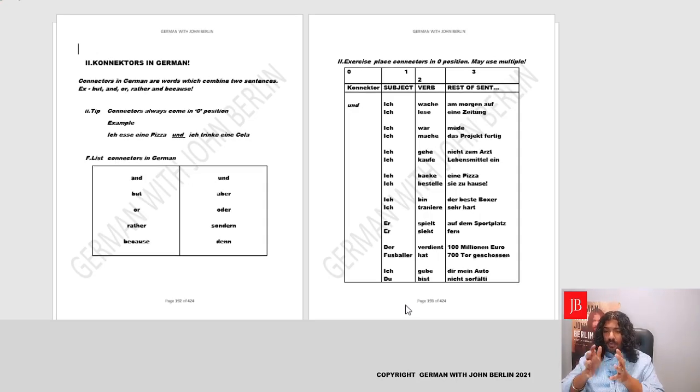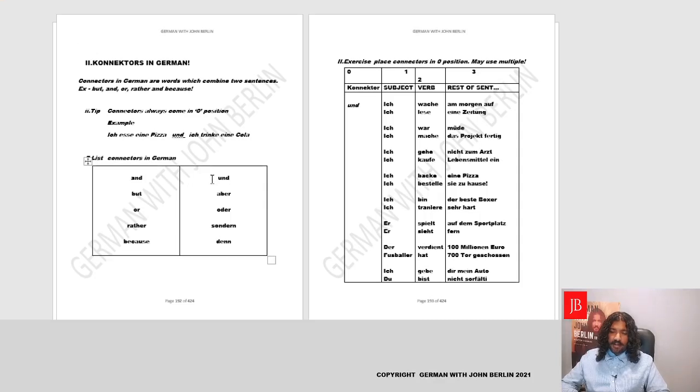Fantastic. So, heute lernen wir über die Konnektoren in Deutsch. We'll be learning about the connectors in German. So there are 5 connectors. Es gibt 5 Konnektoren in Deutsch. There are 5 connectors in German. Now, these 5 connectors basically always come in the 0 position. Die kommen immer in der Null-Position. They always come in the 0 position, yes?